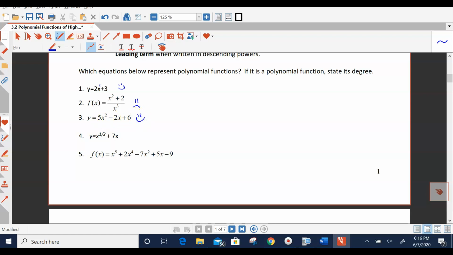He is a polynomial. Number 4, what makes this guy not a polynomial function? If you guessed the 1/2, then you guessed correctly, because our degrees have to be non-negative integers, and 1/2 is not an integer. Finally, this last guy is a polynomial function. All our exponents are positive integers. We're in descending powers. We are good.